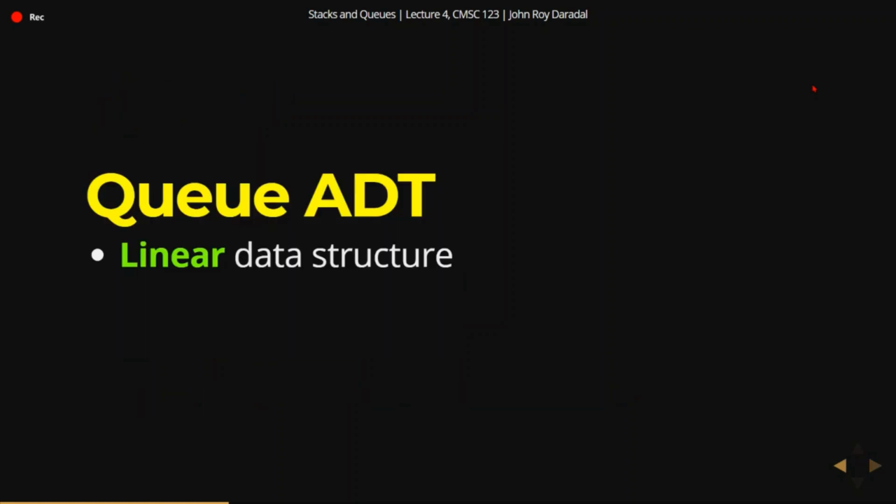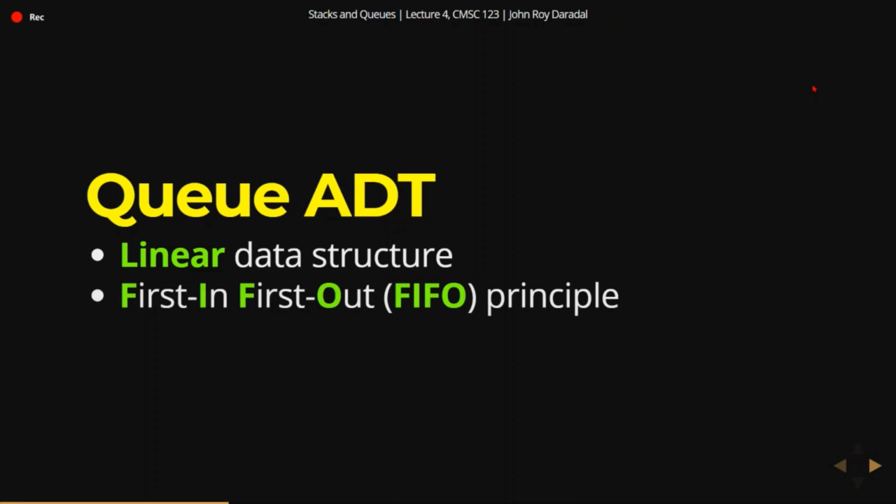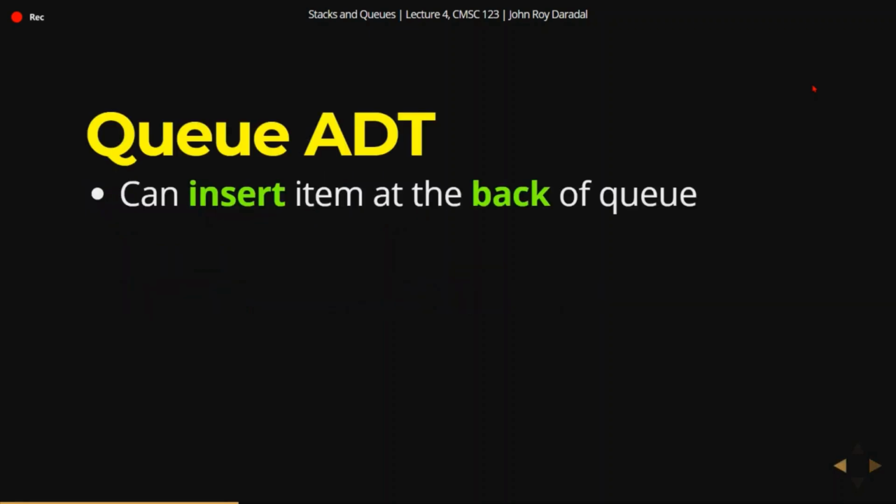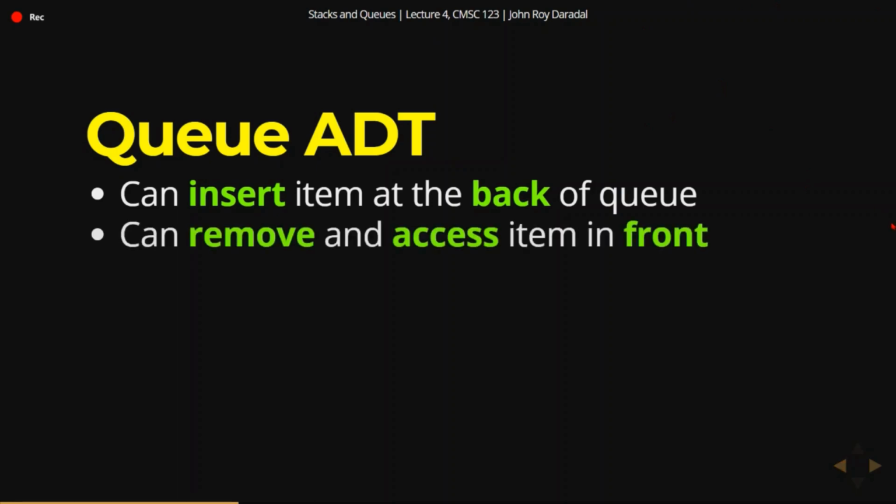So the queue is a linear data structure that follows the first in, first out principle, or FIFO. Okay, so if the stack follows last in, first out, queue follows first in, first out. Okay, so like first come, first served basis. So in the queue ADT, we can insert the items at the back of the queue, and then we can remove and access the item in front of the queue.